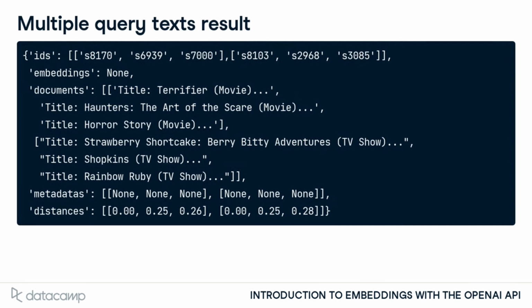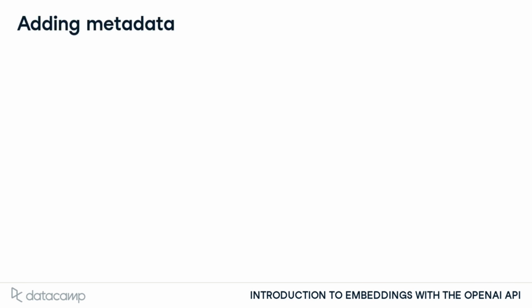Another great way of filtering results is by utilizing metadata. So far, we've only worked with the IDs and documents from the Netflix titles CSV. But additional information, like the type, whether the title is a film or a TV show, and release year is also available. This data could be very useful if, for example, we only wanted to recommend films released recently.